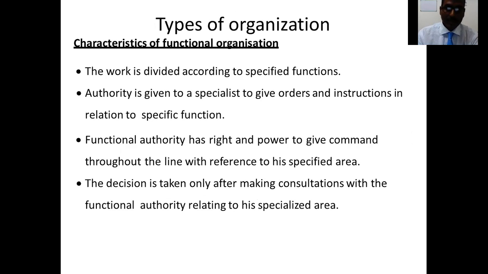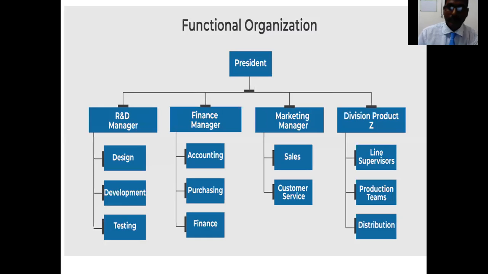Functional authority has the right and power to give command throughout the line with reference to a specific area. So as we see, the manager in charge of that functional department, for example production, has a right to give commands to the people working under him in that particular department. The decision is taken only after consultation with the functional authority relating to this specialized area. Since they are specialized, to make any decision they will have a meeting among themselves, and the person who is specialized in that area will take the decision.